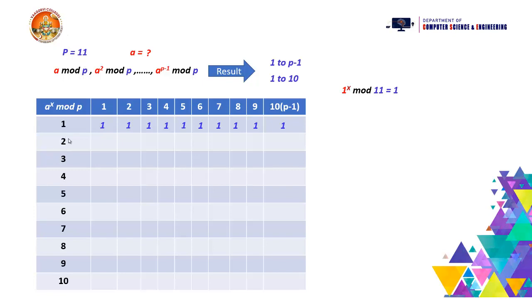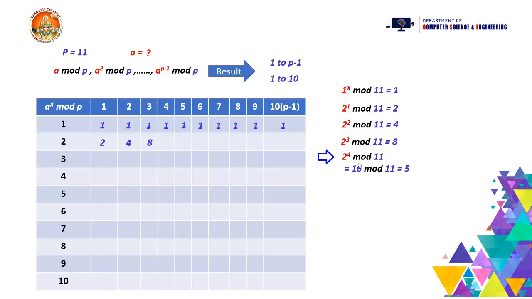Now we are assuming the primitive root as 2 and solving that equation to check whether 2 is a primitive root of prime number 11 or not. So 2 power 1 mod 11. 2 is our assumed primitive root and 11 is our prime number. 2 power 1 is nothing but 2. 2 mod 11 equals 2. Next, 2 square is 4. 4 mod 11 is 4. Next, 2 cube is 8. 8 mod 11 is 8.